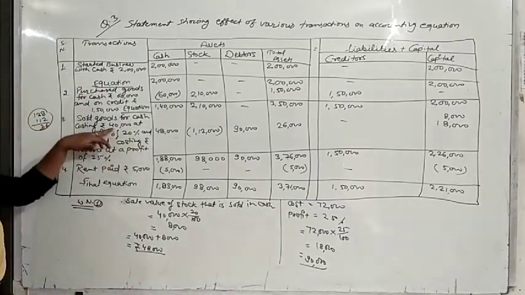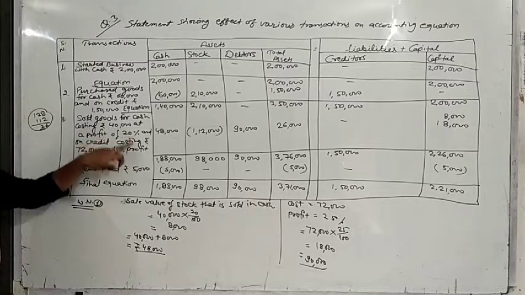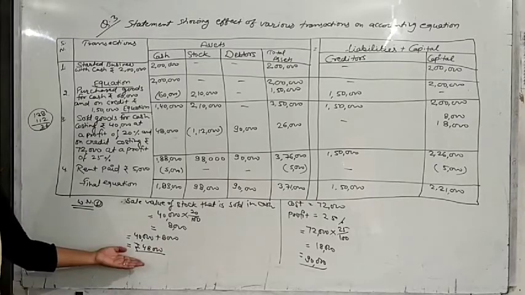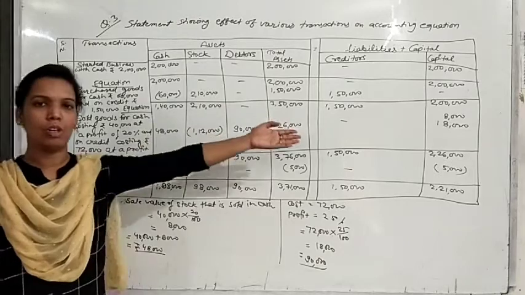So 40,000 goods was sold at profit of 20%. We found that profit is 8,000, means total selling value was 48,000. That will increase your cash, and the differential amount 8,000 will increase your capital.